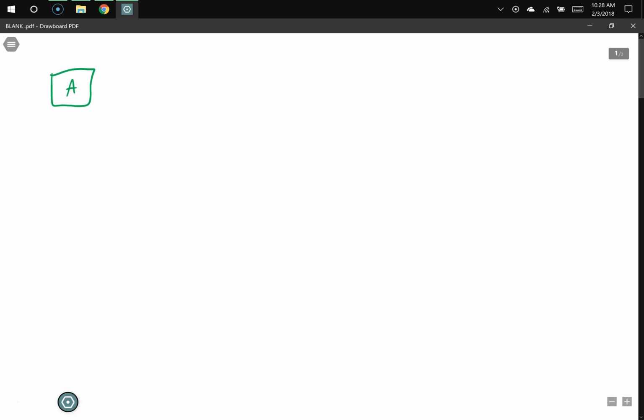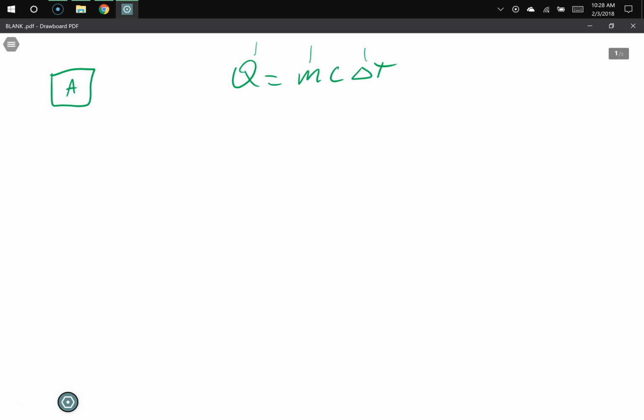I got object A. So if I would like to know something about object A, say object A's specific heat, then I could calculate that by using the equation Q equals mc delta T. So I'd need to know the object's mass, I'd need to know how much heat the object absorbed or gave up, and I'd need to know what would happen to the change in the temperature. Did the temp go up? Did the temp go down? And from that, then I can calculate out my specific heat of that particular object.